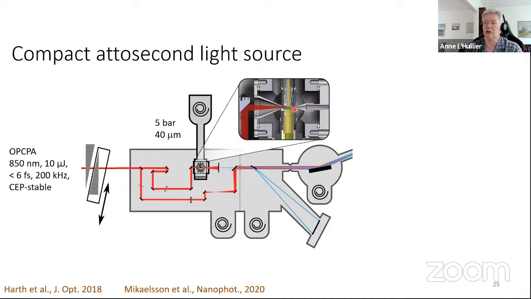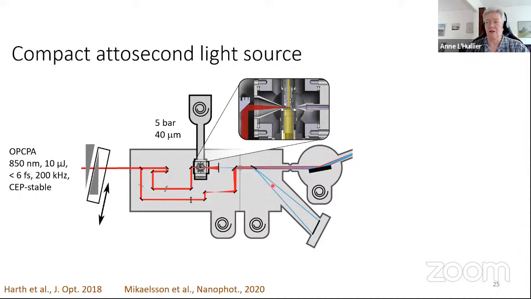We have 5 bar, and we have an opening of 40 micrometer. And then we have, of course, an interferometer in order to do this laser-assisted photoionization. This is just a grating that we can use to look at the spectrum. And then we focus again the pulse train and the infrared radiation into a chamber where we put some gas.